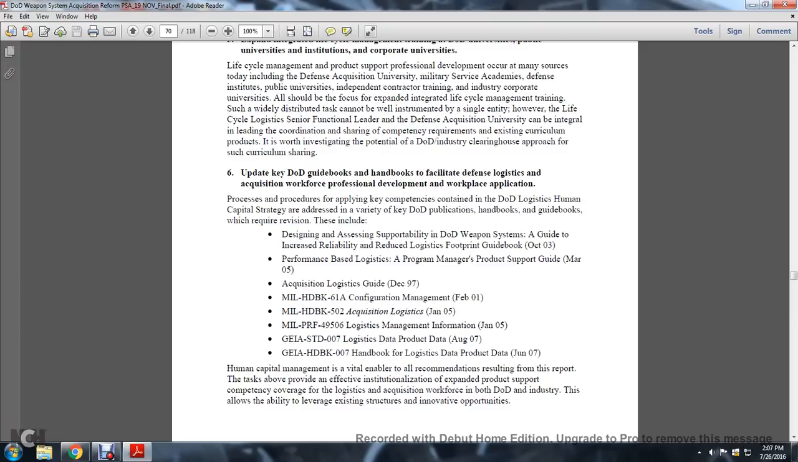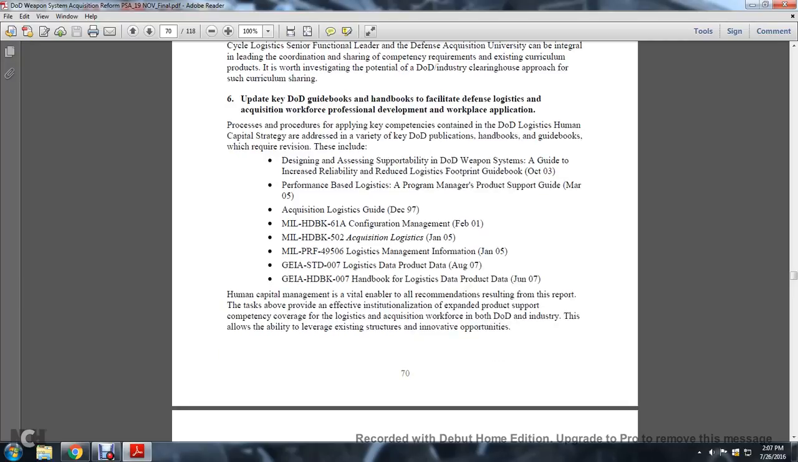Management, Military Handbook 502 Acquisition Logistics, Military Preference 49506 Logistics Management Information, GEIA Standard 007, Logistics Data Management Product Office August 2007, GEIA Handbook of Logistics Product Data, June 7th. Human capital management, a vital enabler: new recommendations resulting from the report.